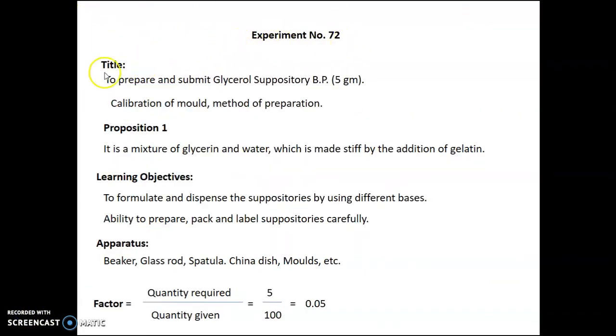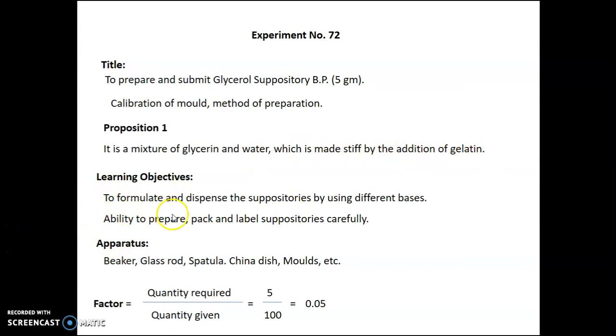Experiment number 72. The title of this experiment is to prepare and submit glycerol suppository BP (British Pharmacopoeia), 5 gram. In this we are going to study the calibration of mold and the method of preparation. Preparation 1: it is a mixture of glycerin and water which is made stiff by the addition of gelatin.